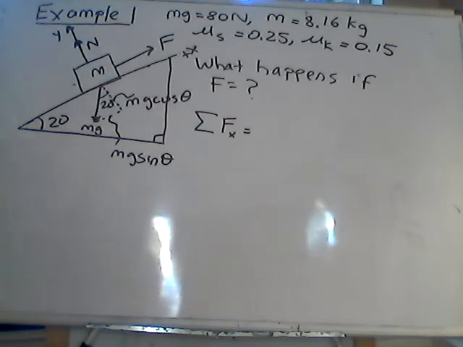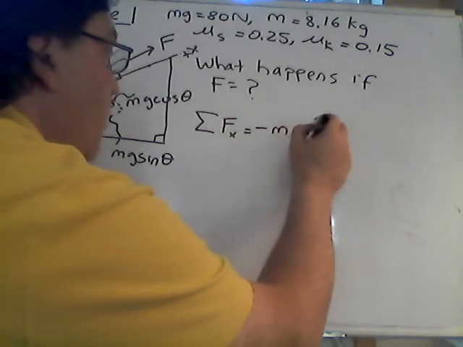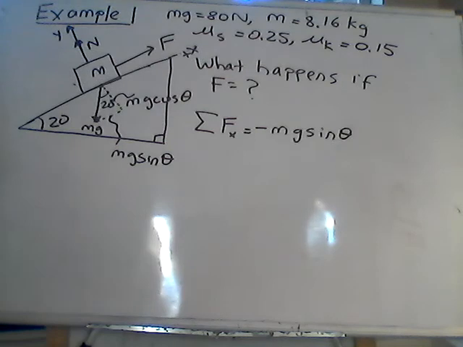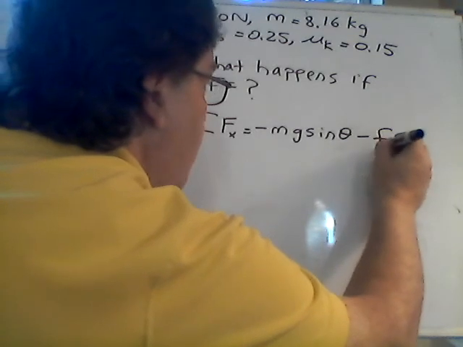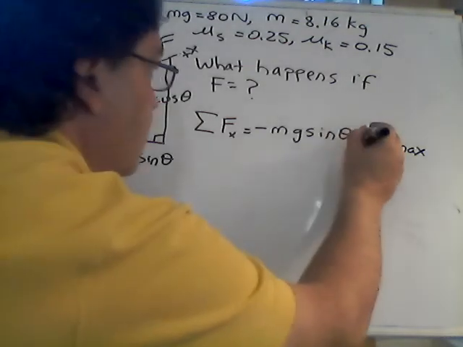Sum of force in the x direction. Again, we're not applying the force, we're just going to see if we have a problem. All right? So sum of force in the x direction. Well, let's see. We've got negative mg sine theta. That's the only force right now. And we do have friction. We're going to look at the worst case scenario. Do we actually exceed the maximum force of static friction? So we'll say minus F sub S max. Actually, it would be plus.